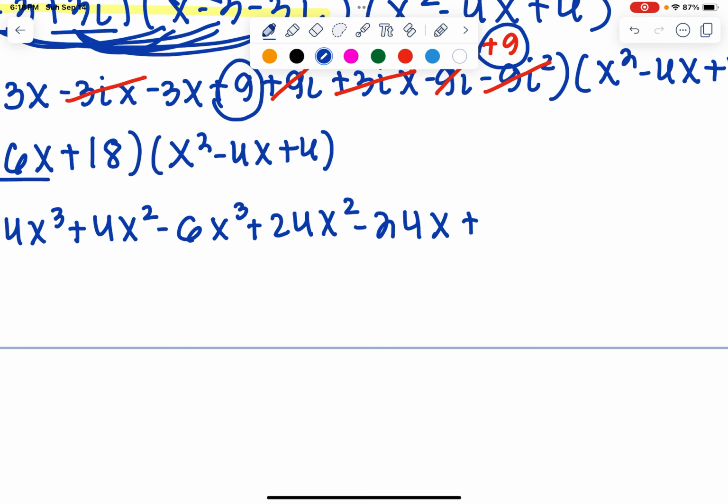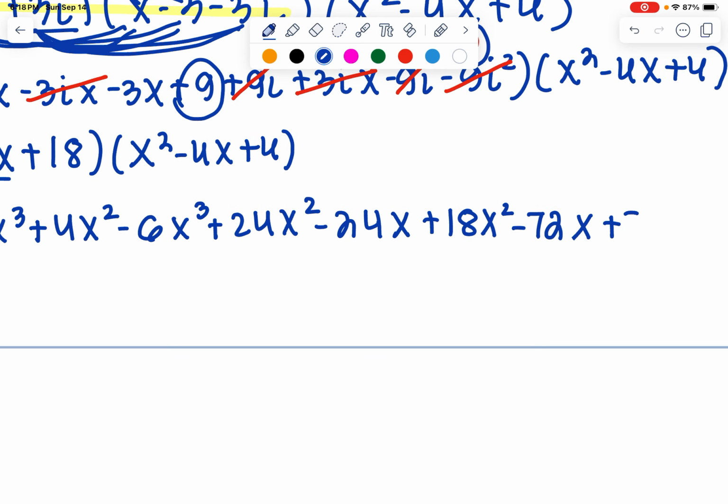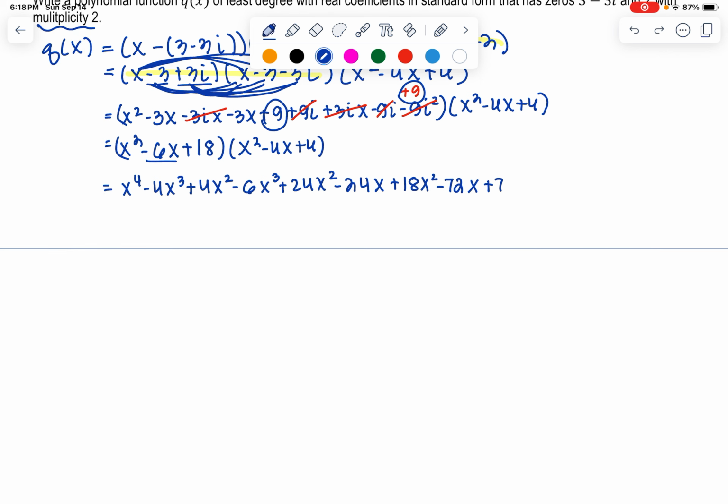18 times x is 18x squared. 18 times negative 4 is negative 72x. And 18 times positive 4 is 72. I look at the exponents, that's 2, 1, 0. Makes me feel pretty good.